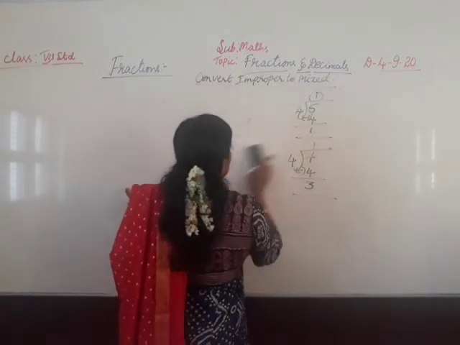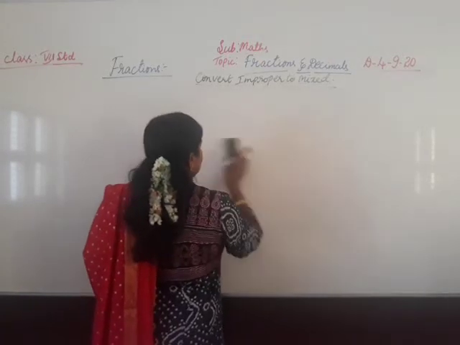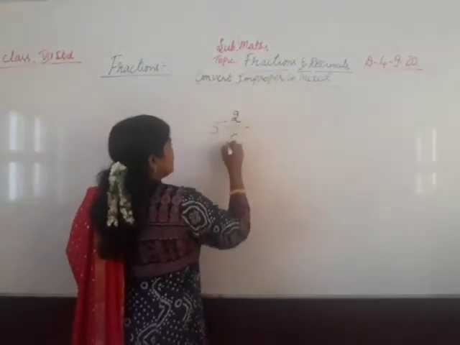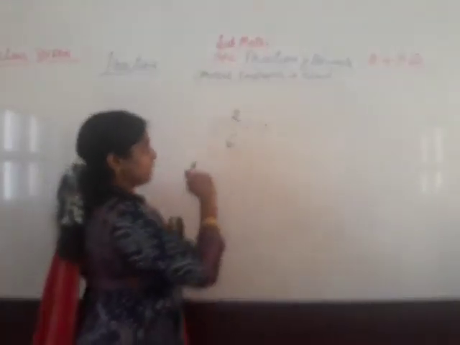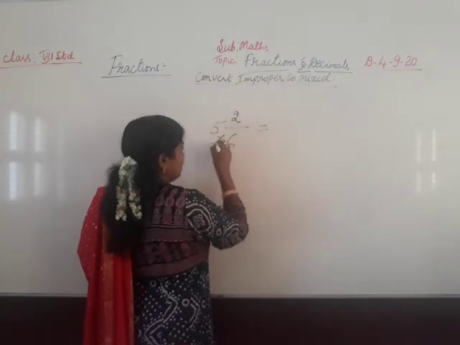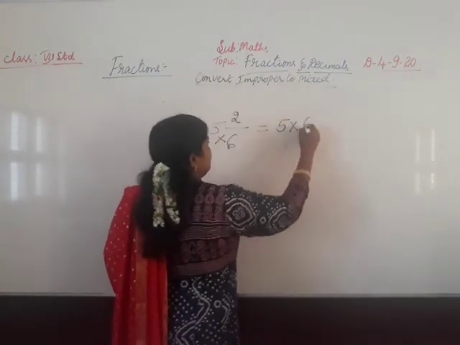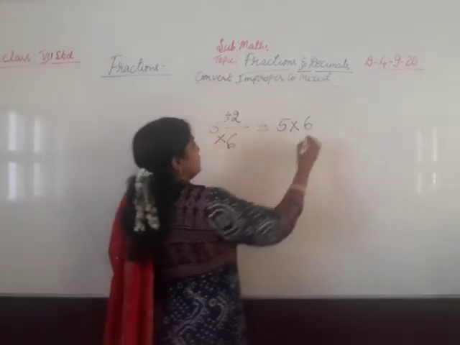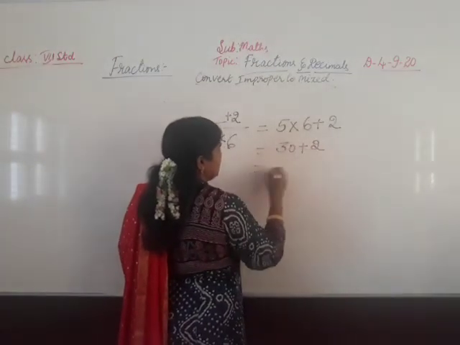Now converting mixed to improper. 5, 2 by 6. It is a mixed form, mixed fraction. We have to bring it to the improper. What we have to do? We have to multiply the whole number and the denominator and add numerator to that. 5 6s are 30 plus 2, so 32.